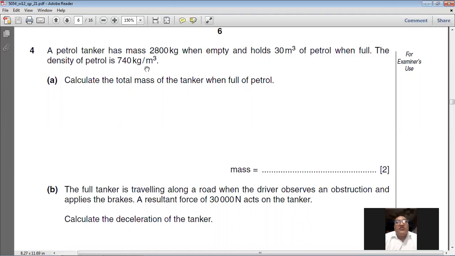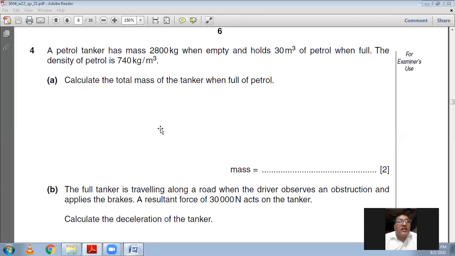Density is equal to mass divided by volume, and the mass is equal to density multiplied by volume. So the density is 740, multiplied by the volume 30 meter cube, and the answer you will get is 2.2 into 10 raised to power 7 kg. I've done this on paper also. Let me show you my work.